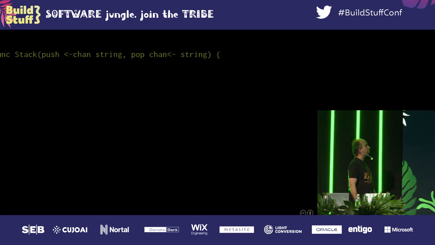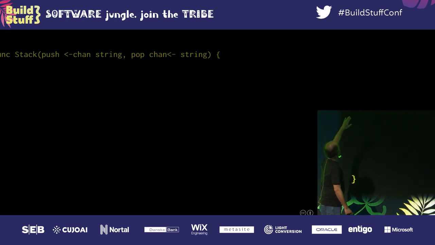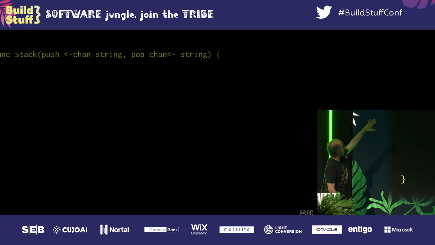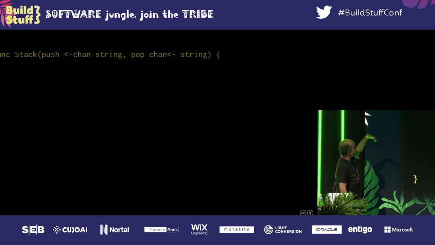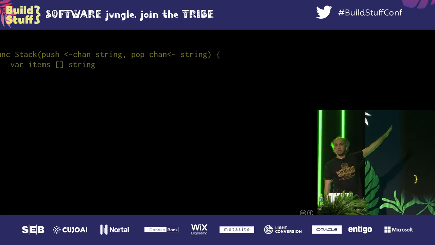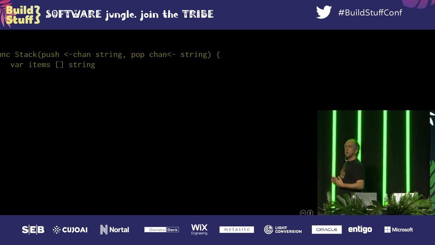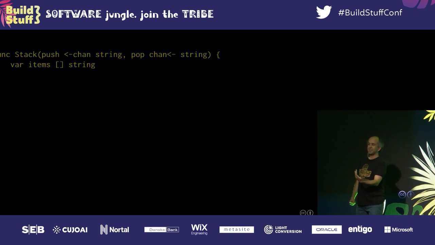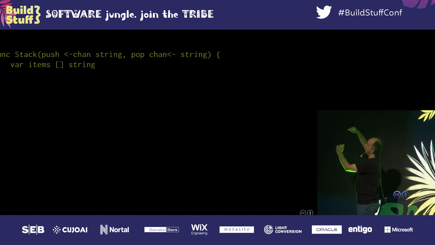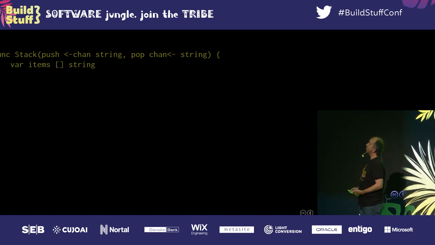What does that look like in code? So here's the notation. My stack, I've got an input channel and an output channel, push and pop. I'm going to use the same names. Here is my actual representation. What we've done here, if you like, is turned a function into an object. And this function is going to continue executing for how long? Well, forever. It's going to continue forever.